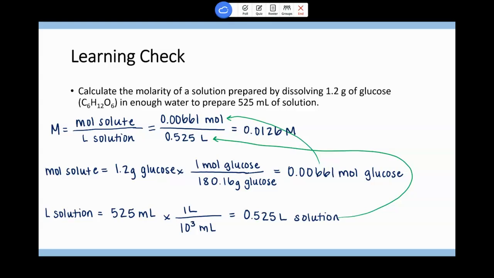Capital M is the unit for molarity, and in the next slide we'll see an example of this. When you are using molarity as a conversion factor, just like we've used density as a conversion factor, you'll want to specify that the capital M represents moles per liter. Both are correct. You should be able to recognize that moles per liter is the same thing as capital M.